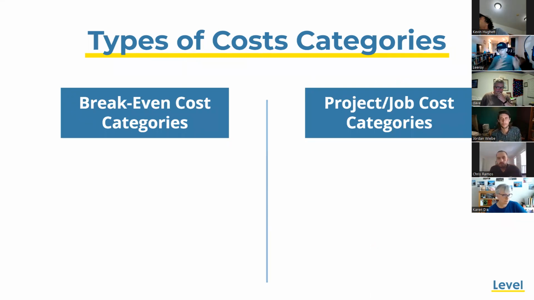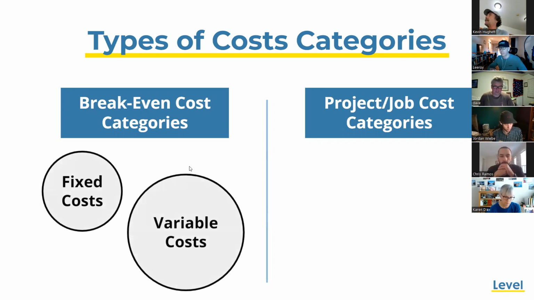Before we talk about labor burden and what it is, it's important to understand the different types of cost categories you have in a business. There are two primary cost categories that you need to keep in the back of your mind as fundamentals around the types of expenses you incur in your business. I categorize them into two types. One is your break-even costs. Break-even costs fall into two categories: fixed costs and variable costs.